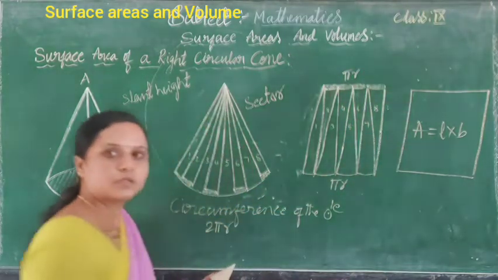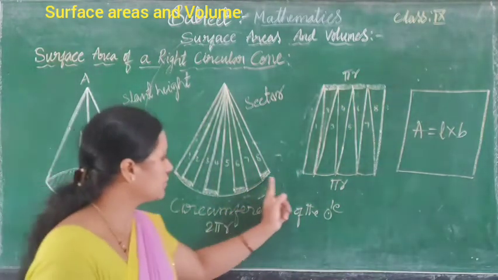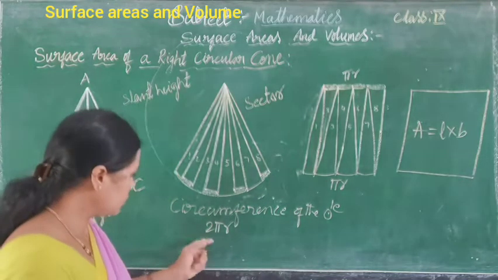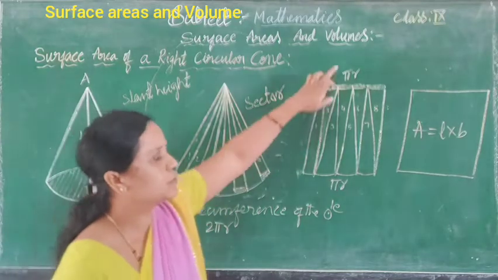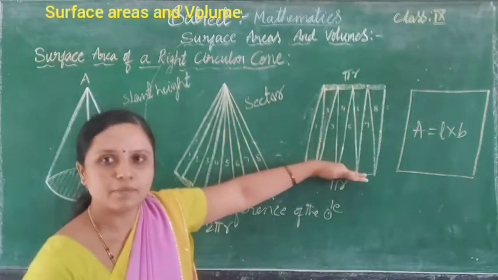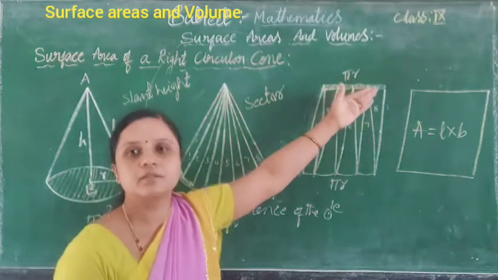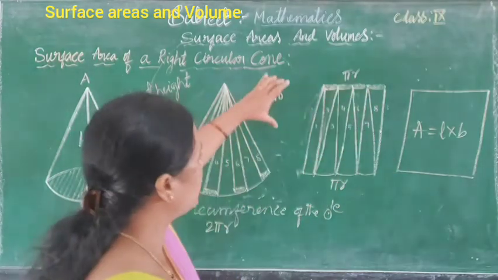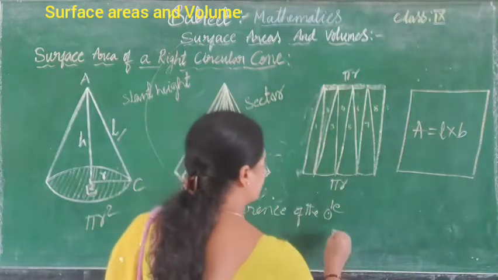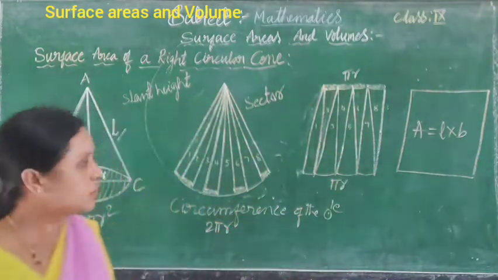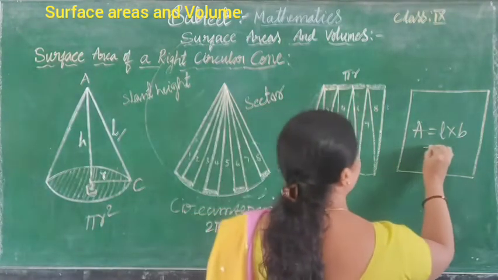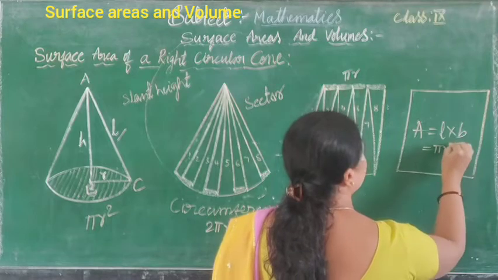So the circumference of the circle is what? 2 pi r. So this 2 pi r is divided like this, pi r and pi r, because the 4 circle bases coming down and the other 4 going up, so it will be divided into pi r and pi r. Pi r plus pi r is what? 2 pi r. So what is L? Here L is pi r.